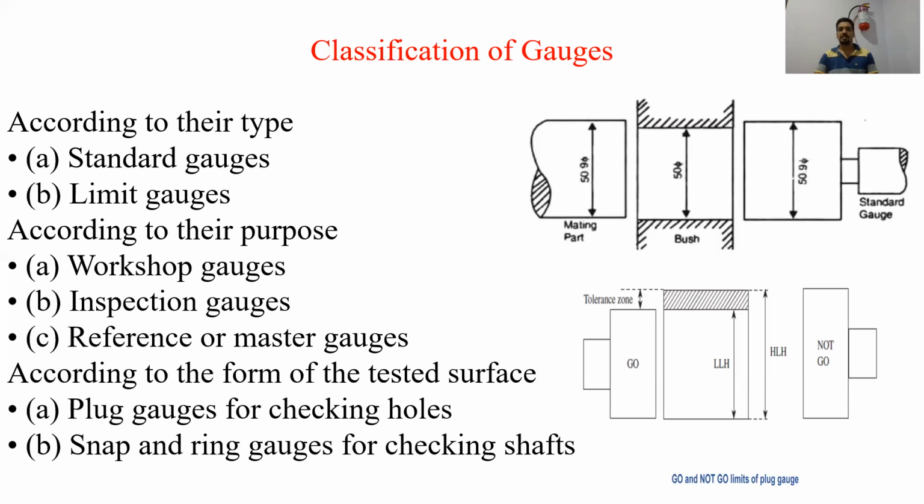The third classification is according to the form of tested surface. If we want to check a hole, we need a plug gauge, and if we want to check a shaft, then we need a snap gauge and a ring gauge. In this way the gauges are classified.